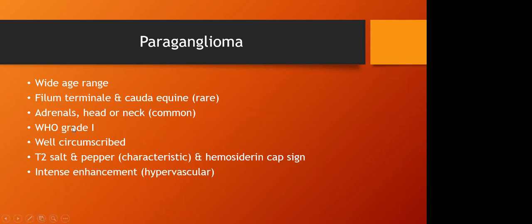It's WHO grade 1. It's a well circumscribed tumor and has a characteristic T2 salt and pepper appearance, with hyper and hypo regions, and the hemosiderin cap sign, because it's a hypervascular tumor. So it could also be associated with hemorrhage and the hemosiderin cap enhancement. Regarding the enhancement, it takes intense enhancement because it's a hypervascular tumor.